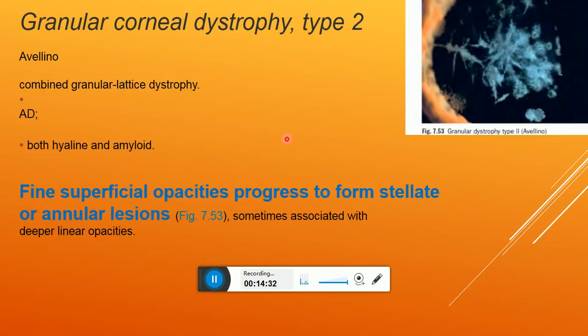Next is granular corneal dystrophy type 2, also known as Avellino and combined granular-lattice dystrophy. Inheritance is autosomal dominant, gene TGFB1. Histology shows hyaline and amyloid. Symptoms: recurrent erosions, with mild visual impairment as a late feature. Signs are usually present by the end of the first decade in heterozygotes. Fine superficial opacities progress to form stellate or annular lesions, sometimes associated with deeper linear opacities. So this is granular corneal dystrophy type 2. Treatment is usually not required. Corneal trauma accelerates progression. Refractive surgery is contraindicated in granular corneal dystrophy type 2.